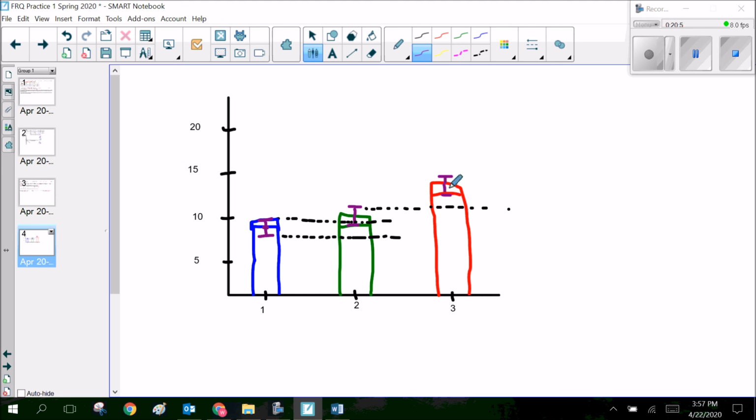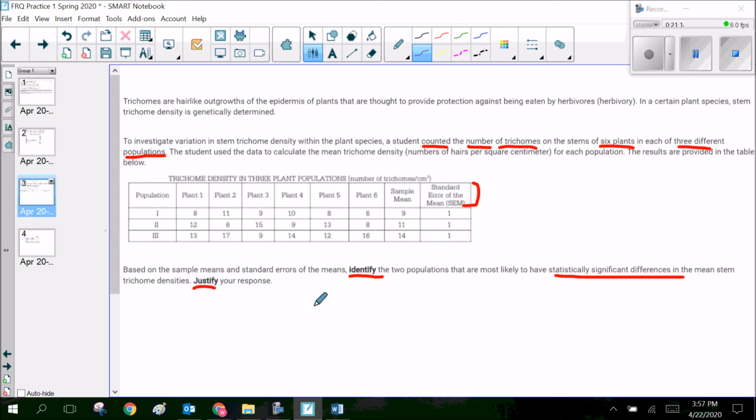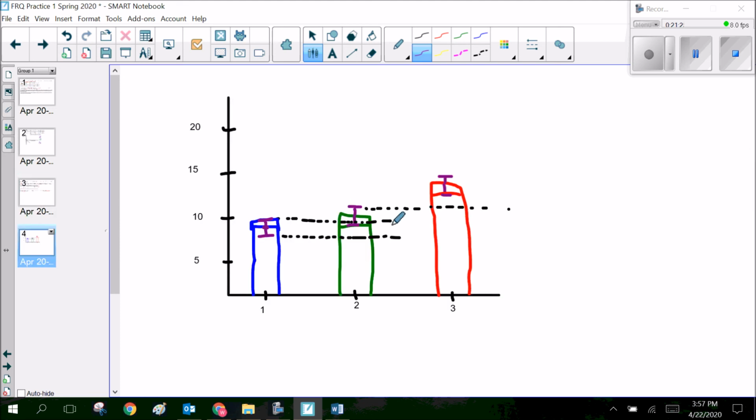But even with the standard error of the mean built in up here, there is no statistically significant overlap between population 3 and population 2. And there's an even greater chance that there's no overlap between 3 and 1. See how far away those black bars are from aligning with even the lowest of the error bars on population 3. So if I was to put an answer here, I would say that the two populations most likely to have statistically significant differences in the mean would be populations 1 and 3. To justify my response, I would say the error bars do not overlap, and there's the greater distance between the highest point of the error bar in 1 and the lowest point in 3.